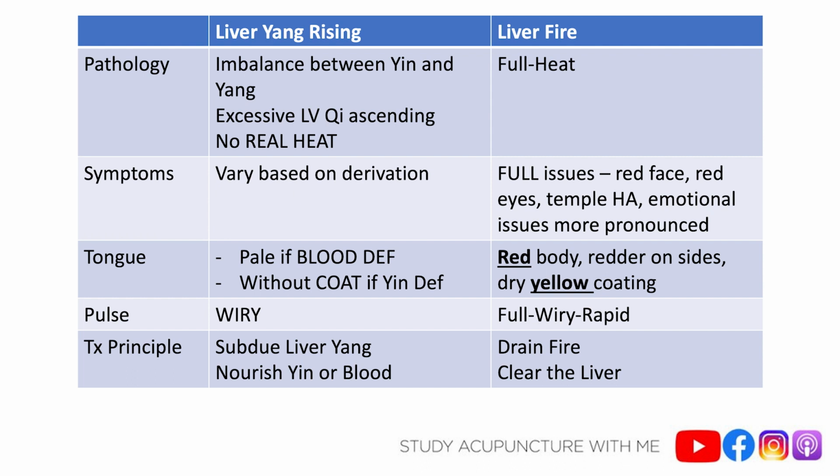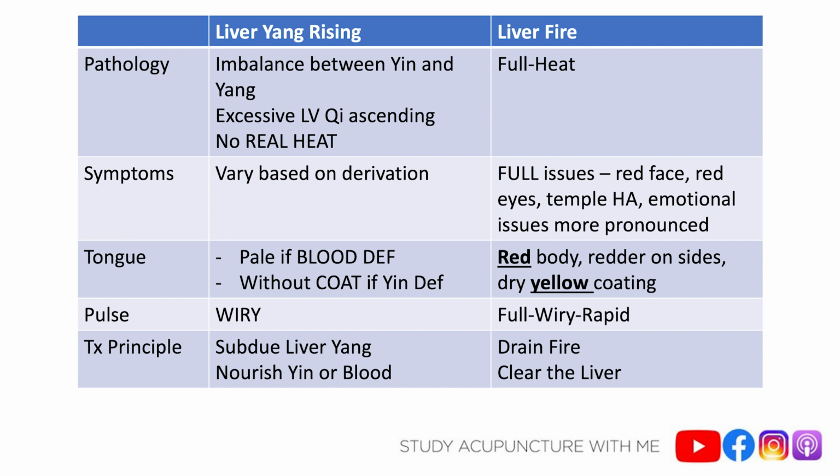That's why there's dryness. And then in terms of the pulse, we're going to see a wiry pulse for both liver yang rising and liver fire blazing. But the difference with liver fire blazing is that we're going to see also a rapid pulse. That rapid pulse is indicative of heat, or in this case, fire.